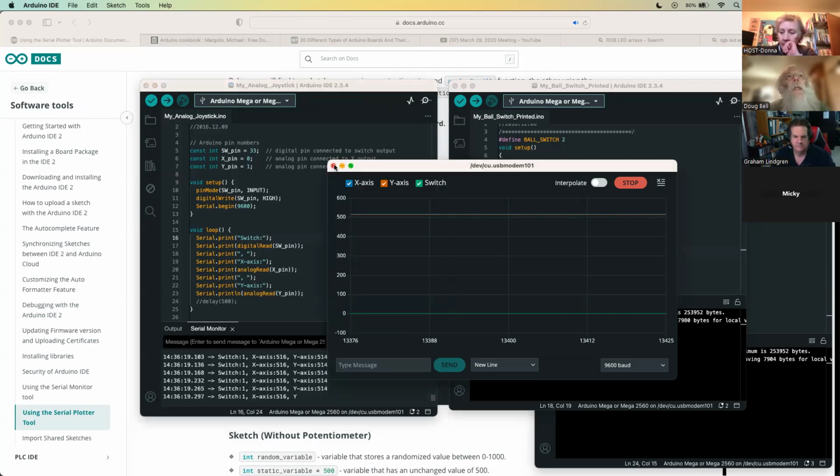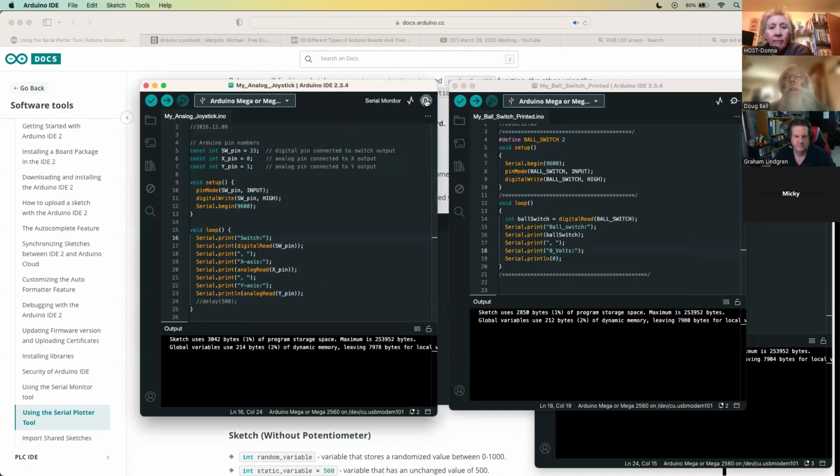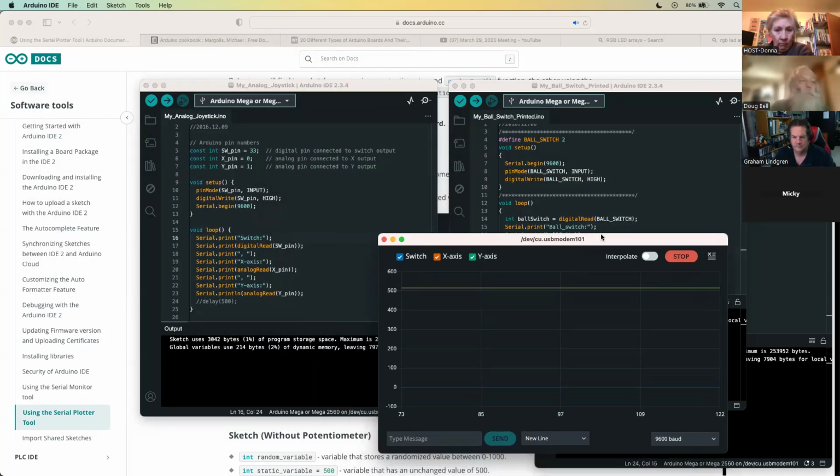Let me do that over again here. If I turn this off now, I can turn off the printer, I mean the monitor, and then I don't need to have them both going. I can have just the plotter going, I believe. Let's see. And yeah, it's still going pretty fast.